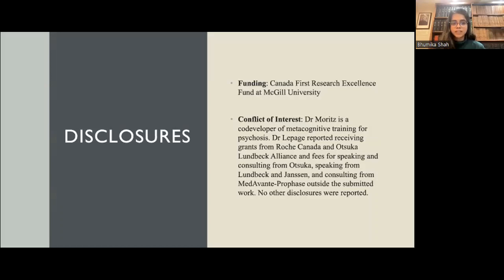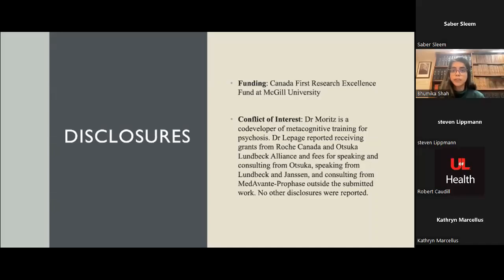So the disclosures: it was funded by the Canada First Research Excellence Fund at McGill University. The authors do have a few conflicts of interest, which they did disclose. One of the authors is a co-developer of the training, and there were other conflicts of interest, but not related to this research article.